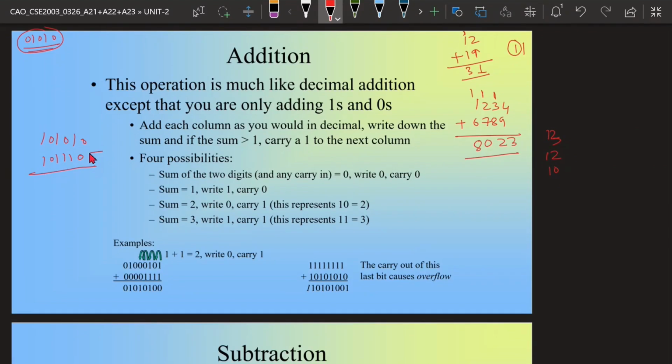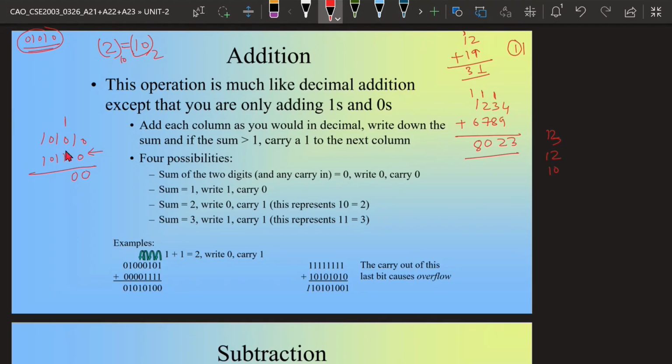So we will be starting with the right side addition. 0 plus 0 comes out to be 0, so we'll be writing 0. If it is 1 and 1, when we add 1 and 1 in binary, it comes out to be 2 in decimal, but its binary equivalent is 10. So out of 10 we put 0 here, and 1 goes into the next column, similar to decimal addition.